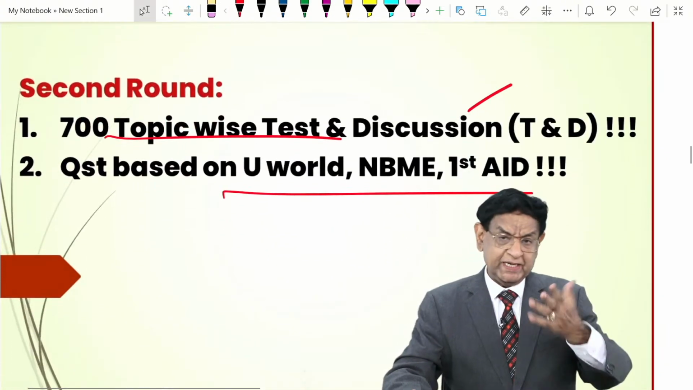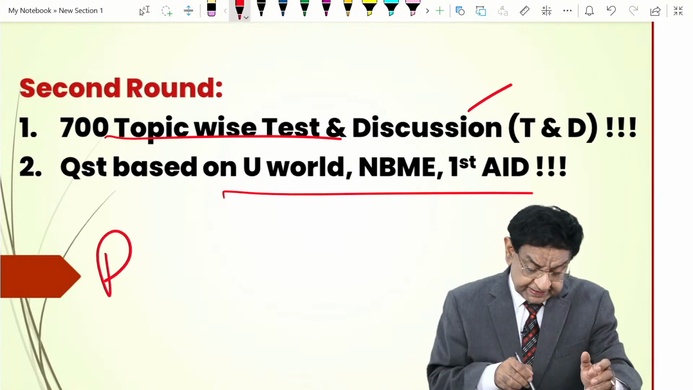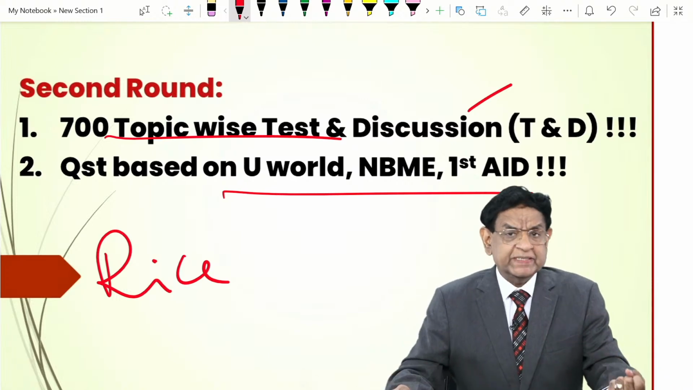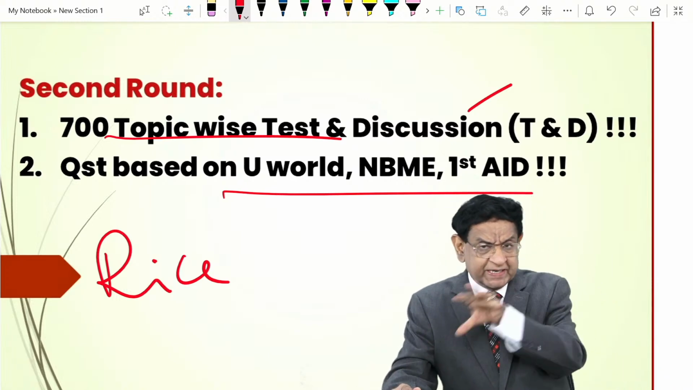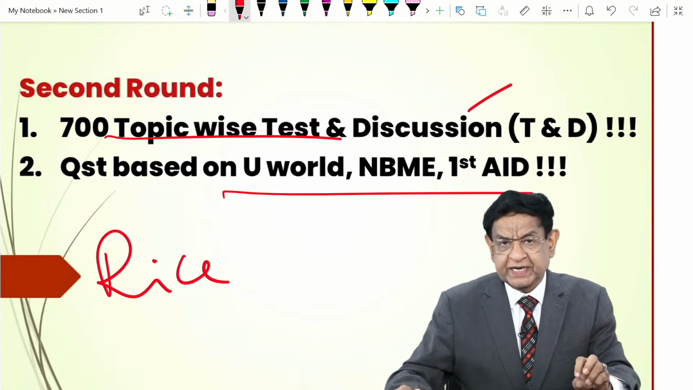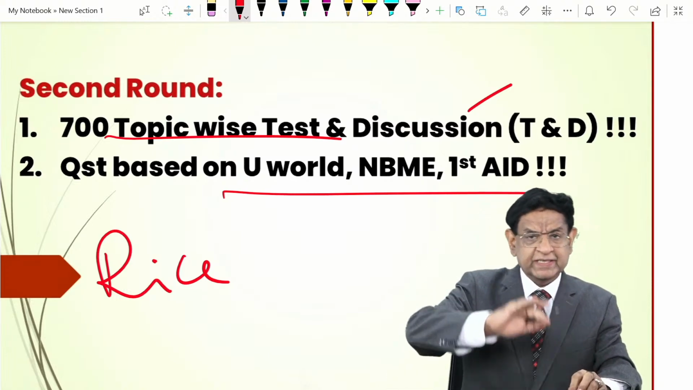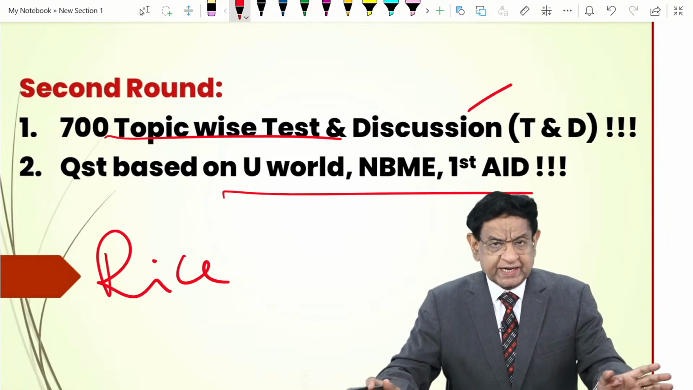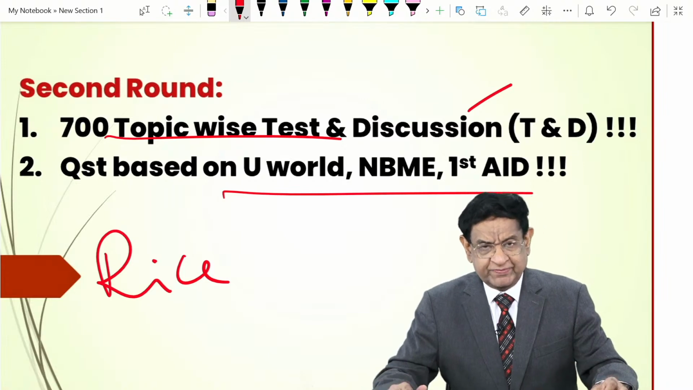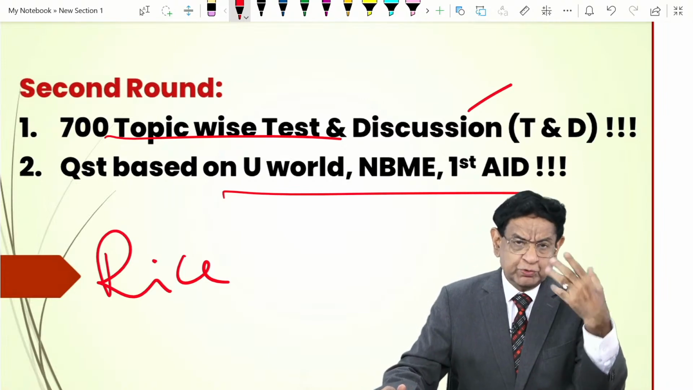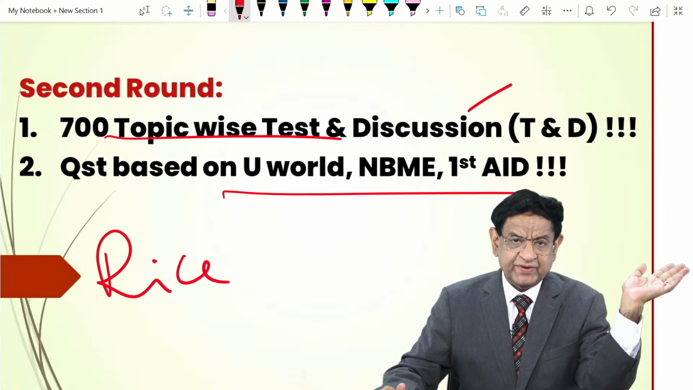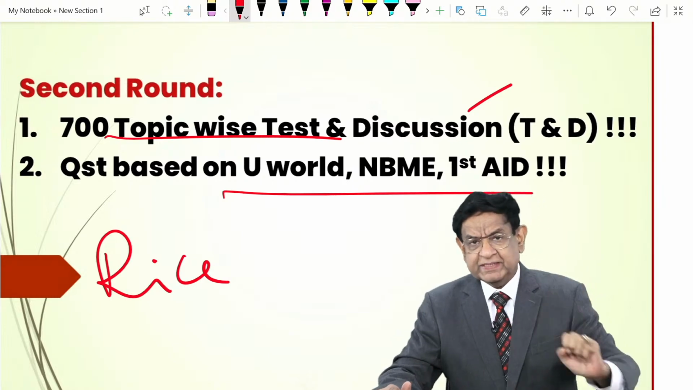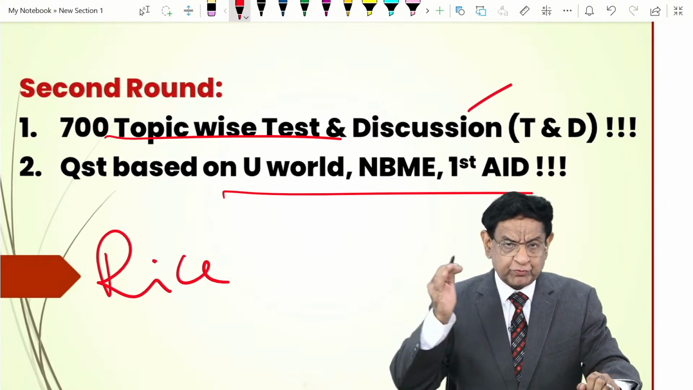What I mean to say is, rice is eaten in every part of the world, but the cooking method is different. In Punjab, rice is made in a different way. If you go to Eastern India, in Assam, they make a different type of rice. You go to South India, they make a different type of rice. Rice is rice, but the pattern of preparation is different. Same with tea: you take tea in one way, somebody else takes it in a different way, but tea remains the same. Exactly the same thing: the basic concept remains the same, the difference lies in the type of question.